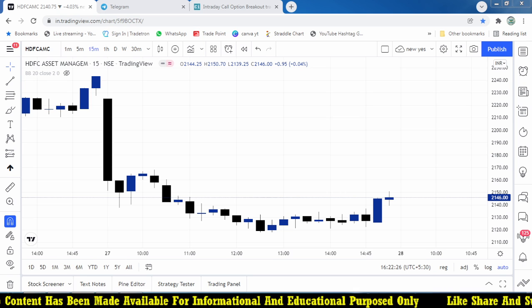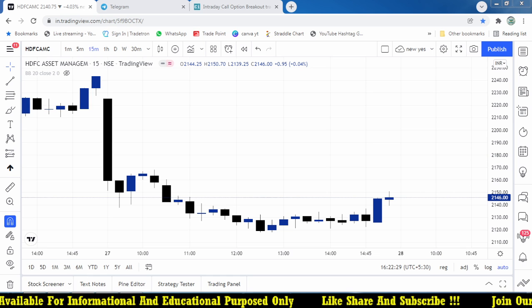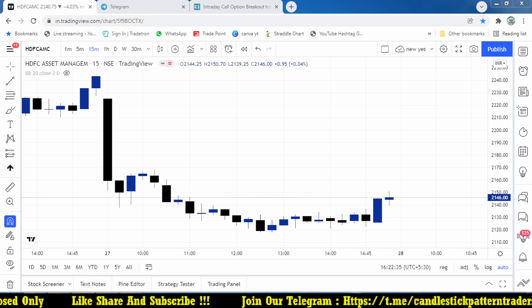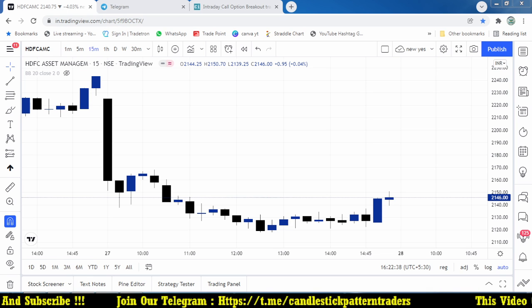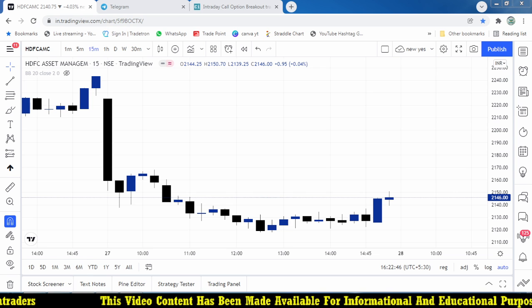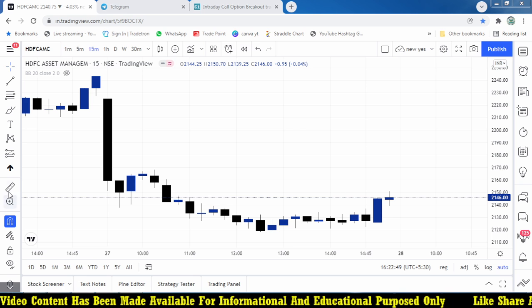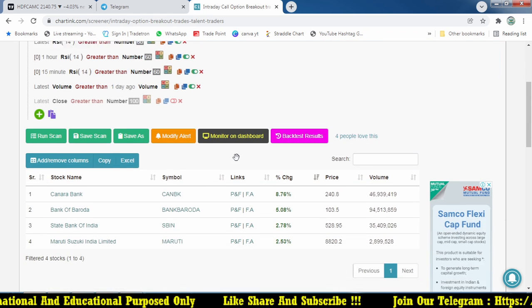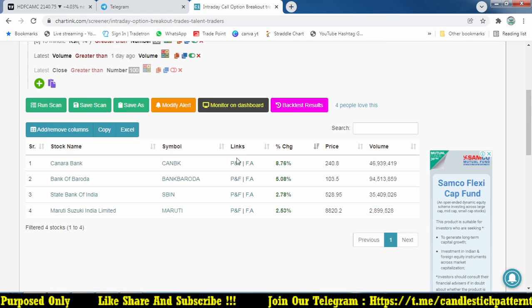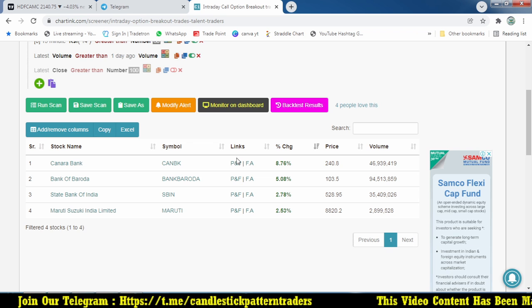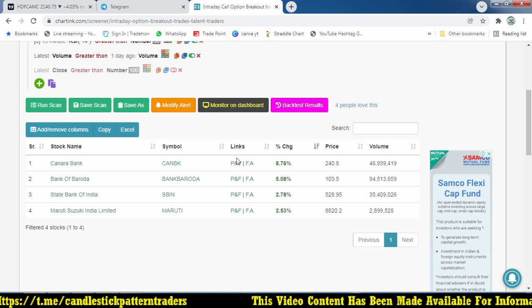It is based on your idea only, but what we facilitate is the signal where it is present. We have two scanners, the call option and put option breakout scanners, and we send alerts on the Telegram channel in real time. Whenever it triggers, you will get the alert for that stock. The scanner I have already given you is based on RSI. Today we have 4 stocks: Canara Bank, Bank of Baroda, State Bank of India, and Maruti Suzuki. Among these 4, I did the first 3, and I was not focused on Maruti.